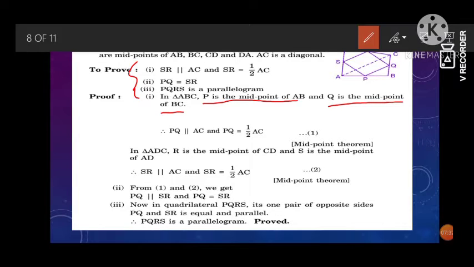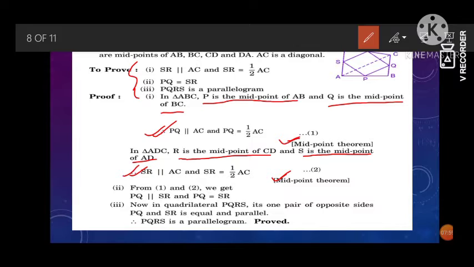So the line joining this midpoint will be PQ, and by midpoint theorem we can say that PQ is parallel to AC and half of AC. Again, if we see the triangle ADC, R is the midpoint of CD and S is the midpoint of AD. So by midpoint theorem, we can say SR is parallel to AC and SR is equal to half of AC.